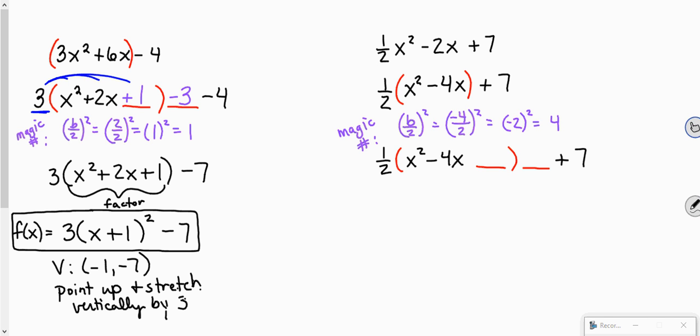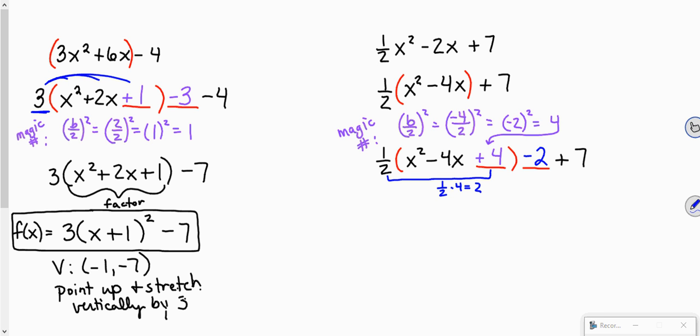Now, this magic number is what goes in here. So this is going to be +4. Now, once again, you have to think about what goes in the slot behind it to counterbalance it. Because 1/2 times 4 is 2. So really what I need is a -2 out here to counterbalance the +4 inside, because the +4 inside gets multiplied by 1/2.